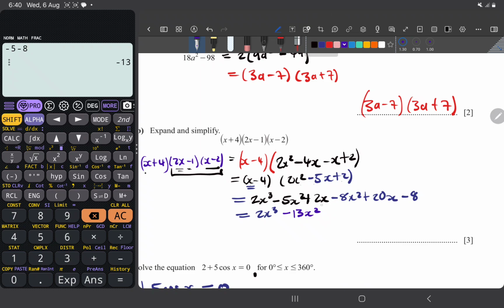Then we deal with the things that have x. We have a 2x and a 20x. So you can say 2 plus 20, you are going to get plus 22x, then minus 8. This is going to be it, and we are done. So it is actually 2x cubed minus 13x squared plus 22x minus 8. This becomes our final solution.